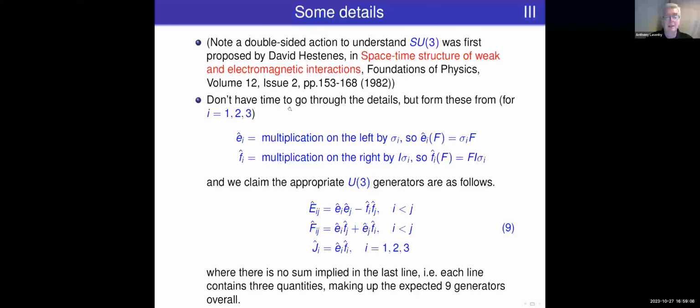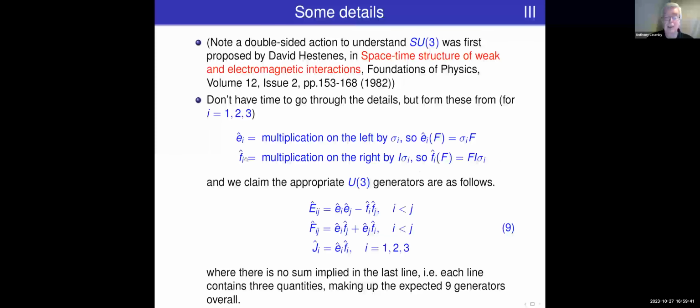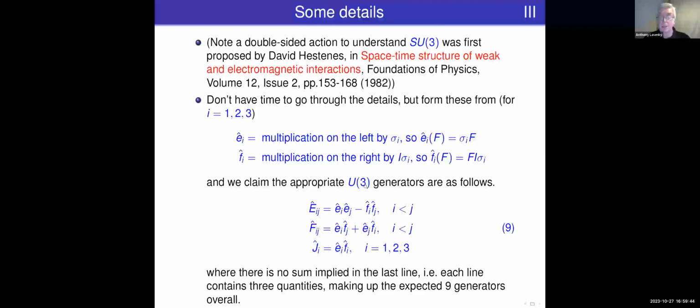And I should say, as in so many things, the first person who started talking about this many years ago in terms of a double-sided action to understand SU3 was David Hestenes. So it wasn't really quite complete, and I got through to the full version about 2017. I'm not going to go through the details, but what you need to do is a multiplication on the left by sigma i, call that e_i hat, little e_i hat, and a multiplication on the right by i sigma i, f_i hat, and we claim the appropriate U3 generators are as shown here, where you have 3 in each line. So you get 9 generators over U, which we expect for U3.